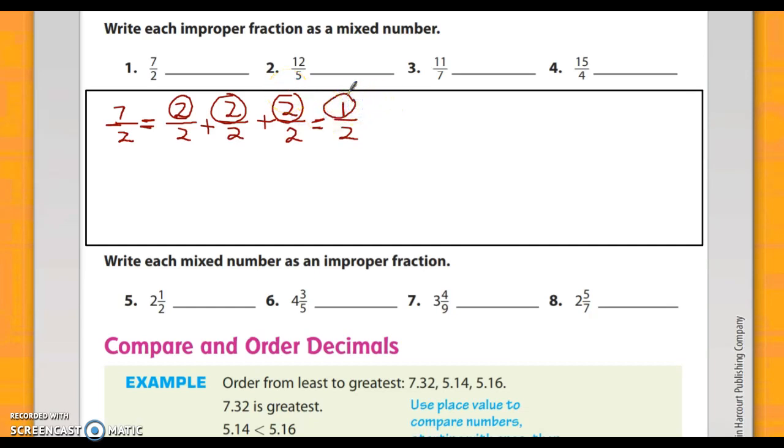So it's 7/2. Now what I need to do is ask myself, what are each of these equal to? 2/2 is equal to 1 whole. That kind of looks like 11 here. I shouldn't do that. I'm just going to use an arrow. This 2/2 is equal to 1 whole. This 2/2 is equal to 1 whole.